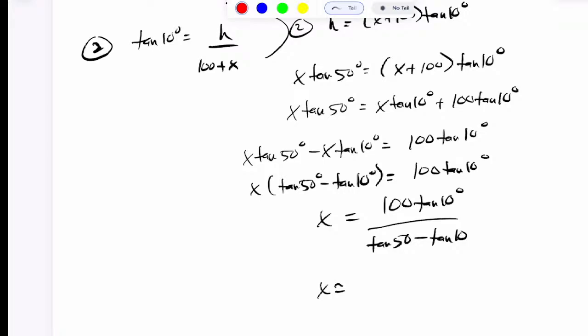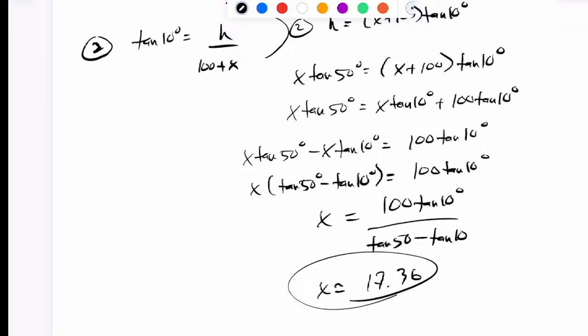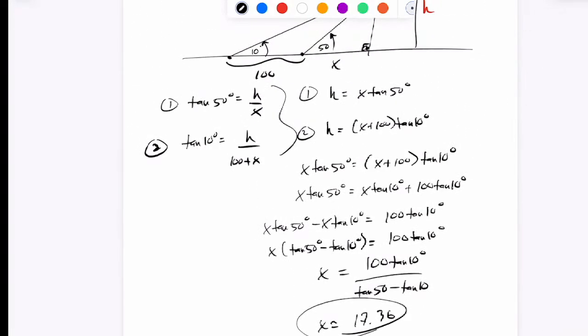So I end up, whoa, what did I get? Just 1 second. Did anyone else punch this in? I've got this calculator here. Oh, there we go. I'm getting 17.36 for x. So that's my x value.